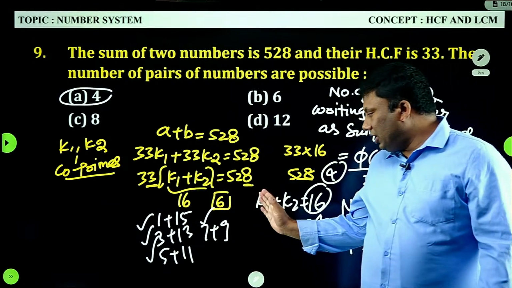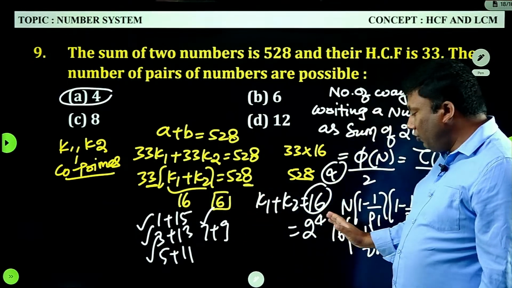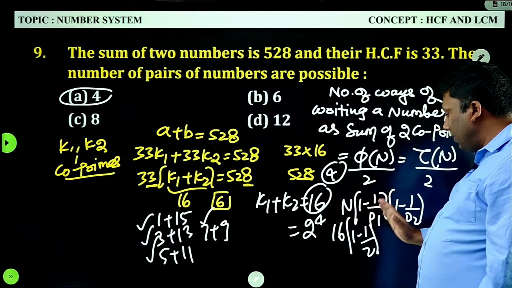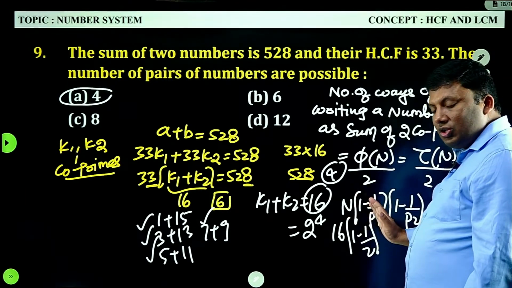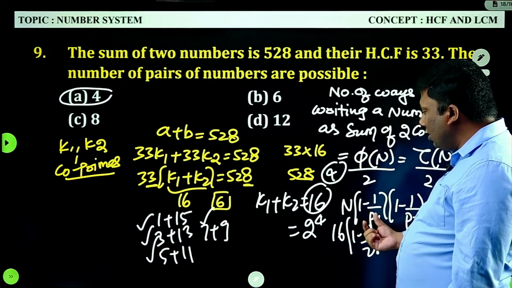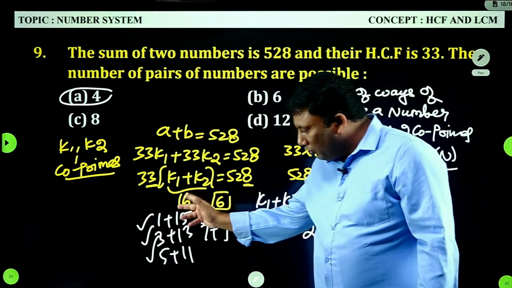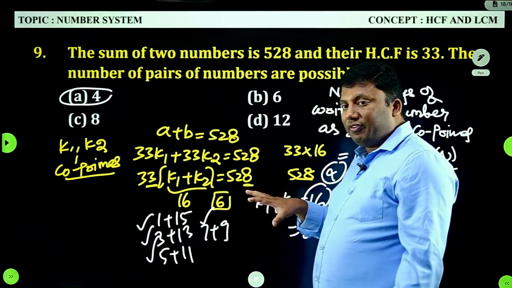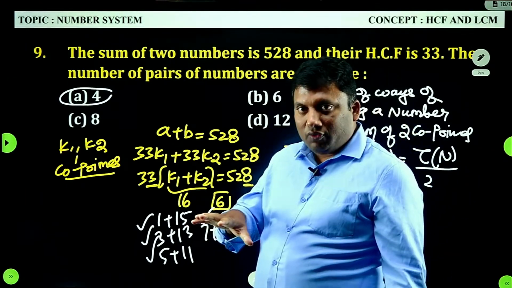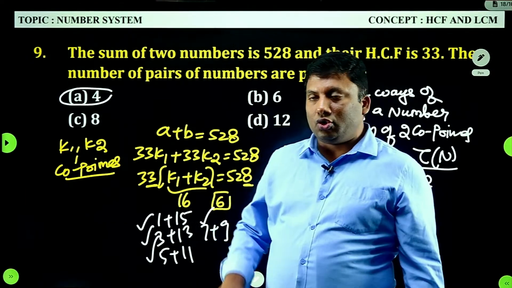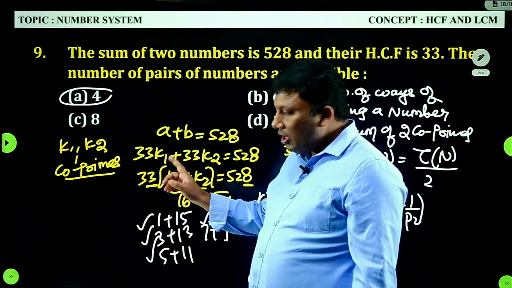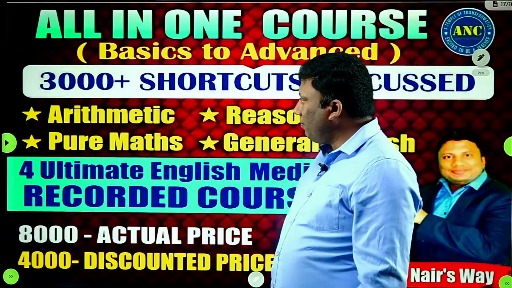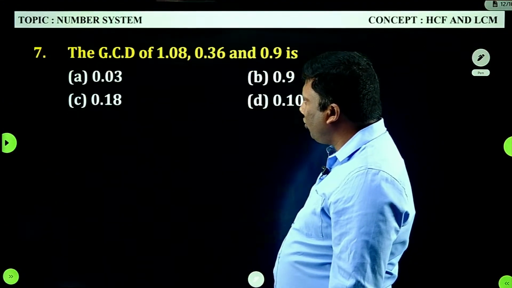The number is 16. I wrote 16 as 2 power 4. The quotient function is given by n into 1 minus 1 by p1, 1 minus 1 by p2. 16 into 1 minus 1 by 2 is 8. 8 by 2 is 4. If you calculate it also, you got 4. In my next session, I will give you the proof of why we got quotient of n by 2, and why we got 1 by 2 into 2 power p. This question is based on sum of two co-primes.